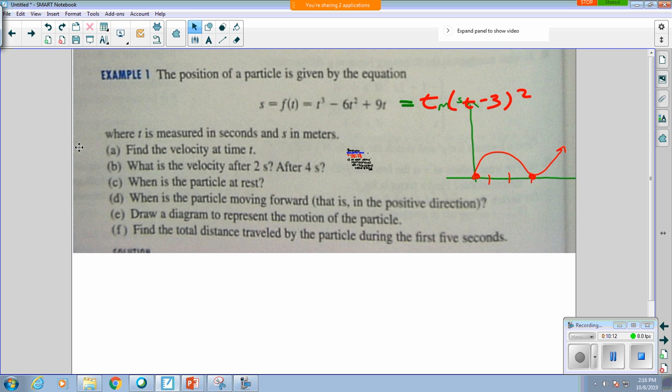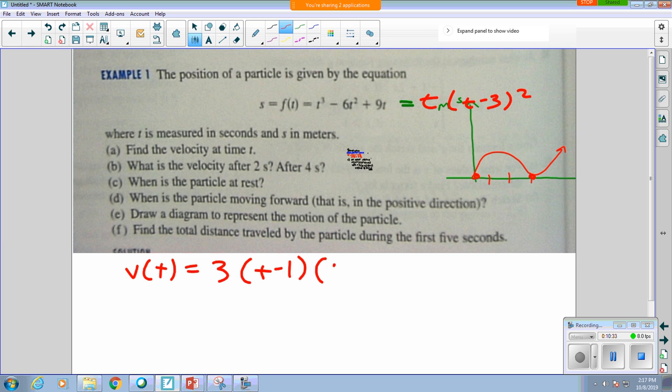When is the particle moving forward? That is in the positive direction. So guys, they're not asking about position. They're saying, when's the particle moving forward? Well, I want to be clear about this now, and I'm going to do this through a velocity graph. Did you guys catch that this was the factored S prime, the factored velocity? So I'm going to forget the position graph up here, and I'm now going to graph velocity versus time.